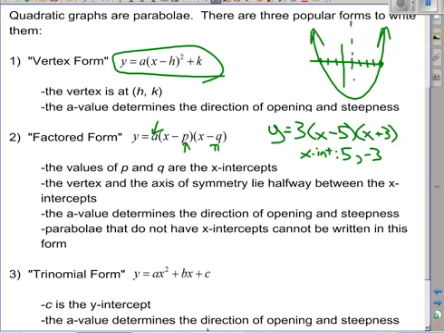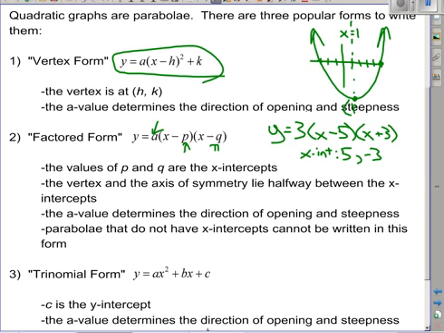Its axis of symmetry is going to be halfway in between those. So the axis of symmetry is going to lie halfway in between -3 and 5, or at x equals 1. That also tells you the x-coordinate of the vertex. And you could just sub in 1 and figure out what the y-coordinate of the vertex is.